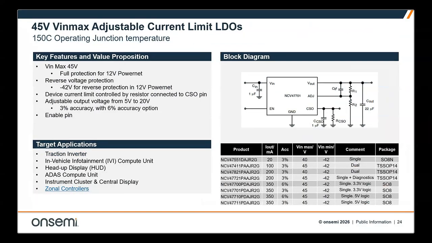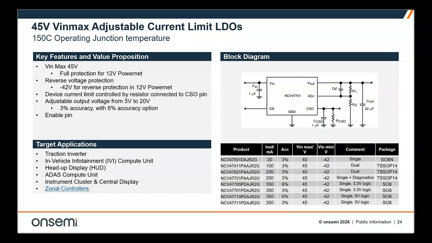Next is our adjustable current limit LDO family. This is built for the demanding loads in the zonal architecture, rated up to 150 degrees operating junction temperature. These are rugged parts with maximum input voltage up to 48 volts and up to 70 or even 90 volts absolute maximum with the 8737 or the 8740, with full protection for the 12 volt power net and reverse voltage protection down to minus 42 volts.